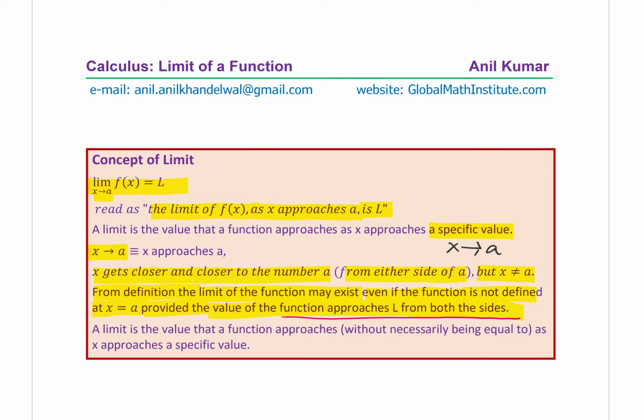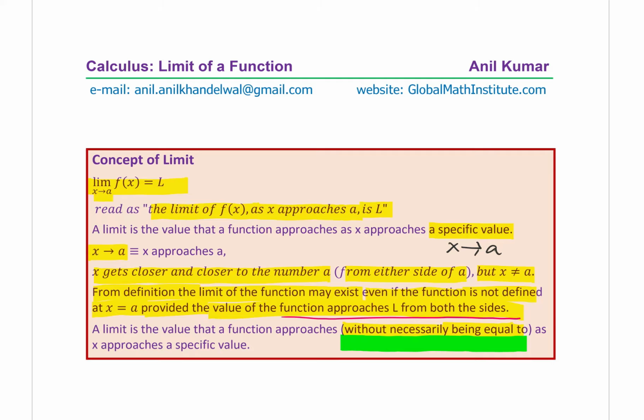Now, another important thing is, a limit is the value that a function approaches without necessarily being equal to it. Because at x equals 0 it is not defined, you cannot have a value of the function at x equals 0. So this clause which has been introduced in between is very important to understand. It says without necessarily being equal to, as x approaches a specific value. Perfect. Now, the interpretation of this particular clause is very important.